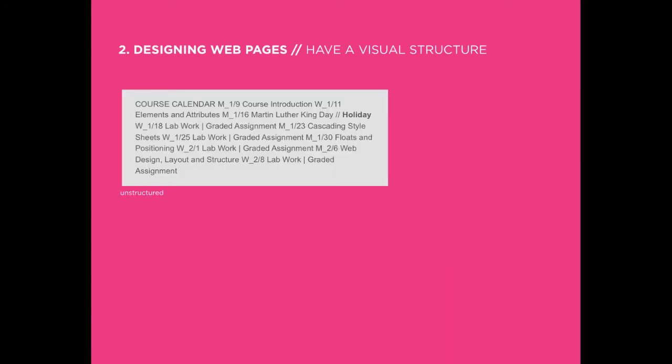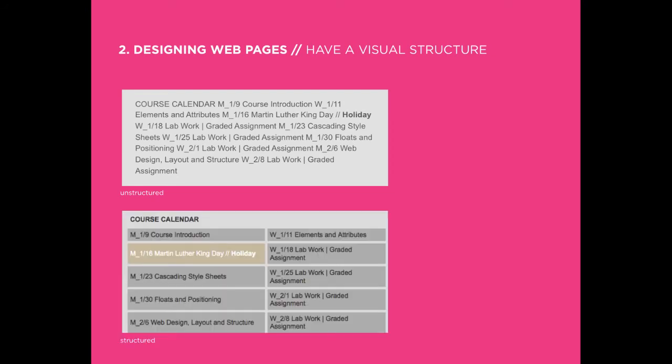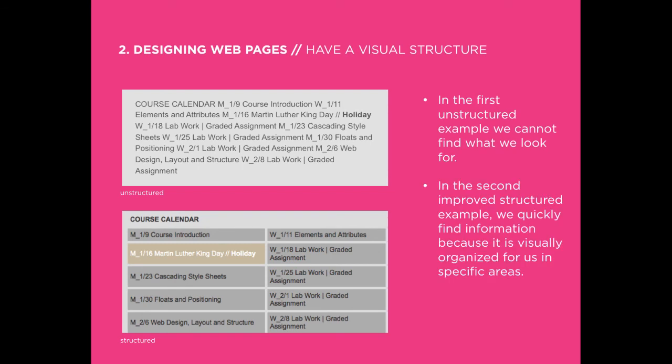This is another example from my syllabus, and it looks completely unstructured because we don't know where to start reading, what to understand. But if it's organized in a table, for example, visually, we can comfortably read what's on Monday, September 9th, what's on Tuesday, January 15, and so forth. It's much easier to read when we have a visual structure. So in the first unstructured example, we cannot find what we're looking for. But in the second improved structure, we quickly find information because it is visually organized for us in specific areas.